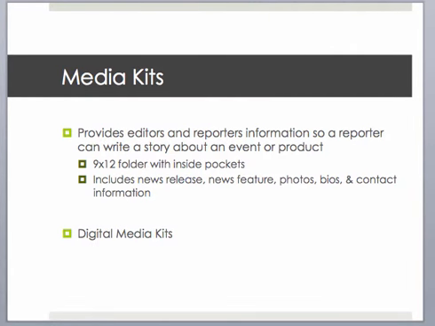Sometimes called press kits, media kits are used to give editors and reporters a variety of information so a reporter can write a story about the event or product. Traditional kits come in a 9x12 folder with inside pockets and include a basic news release, a news feature about the product or service, a fact sheet about the product, organization, or event, photos, bios on the spokesperson or chief executives, a basic brochure, and contact information.